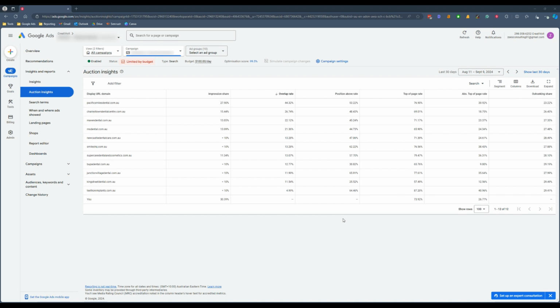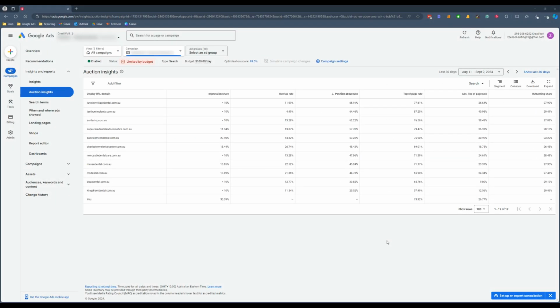So for example, if I wanted to see who my top competition is, I can sort this from highest to lowest, and I can see that these top 3 players here, they have the highest overlap rate, meaning that they are probably targeting the most similar keywords to my clients' ads. And from this, I can actually start to dive into their ad copies and see how I can differentiate myself in the market.